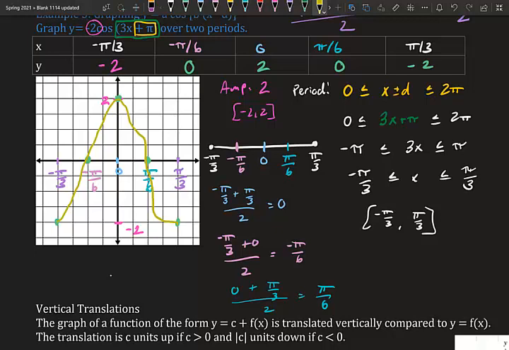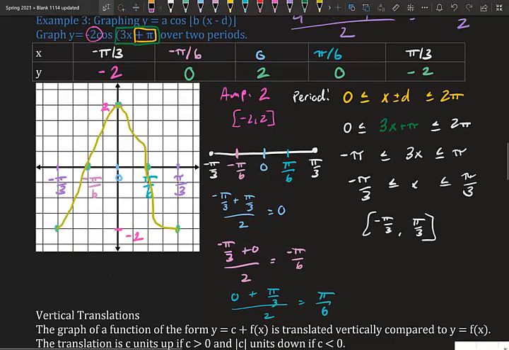Remember, it's going to be upside down because it's a negative. So it says to graph over 2 periods. We only graphed it over 1 period. How do I know we only graphed it over 1 period? Because we haven't repeated anything. It goes negative 2, 0, 2, 0, negative 2. You see how we haven't repeated it?